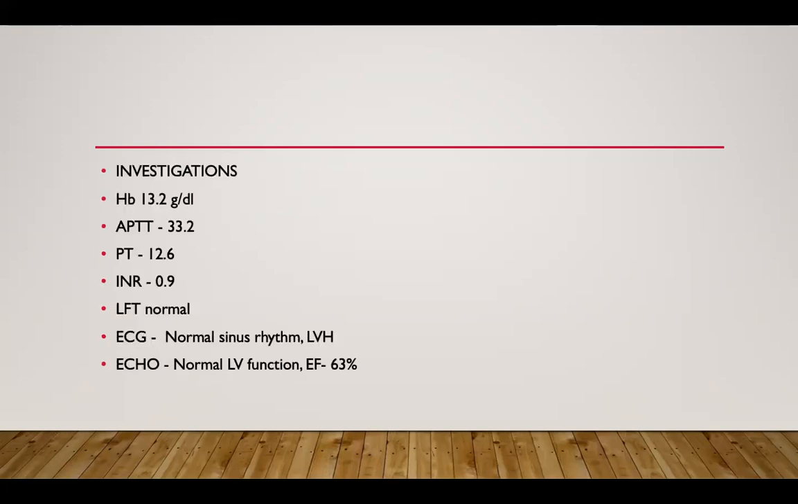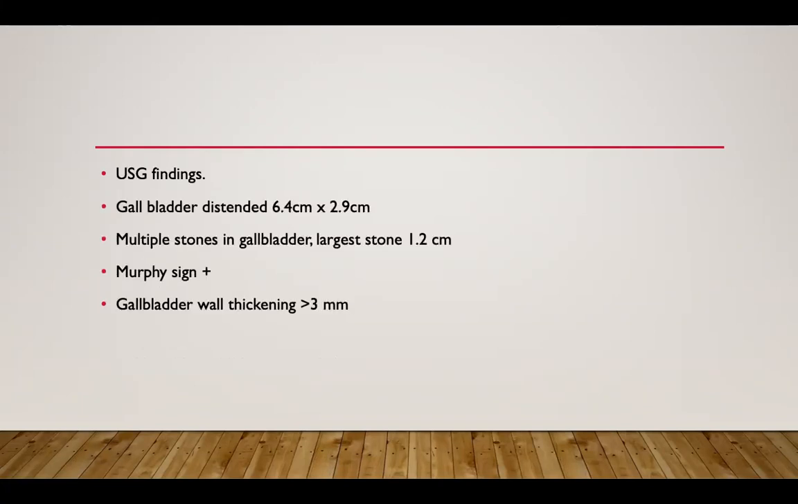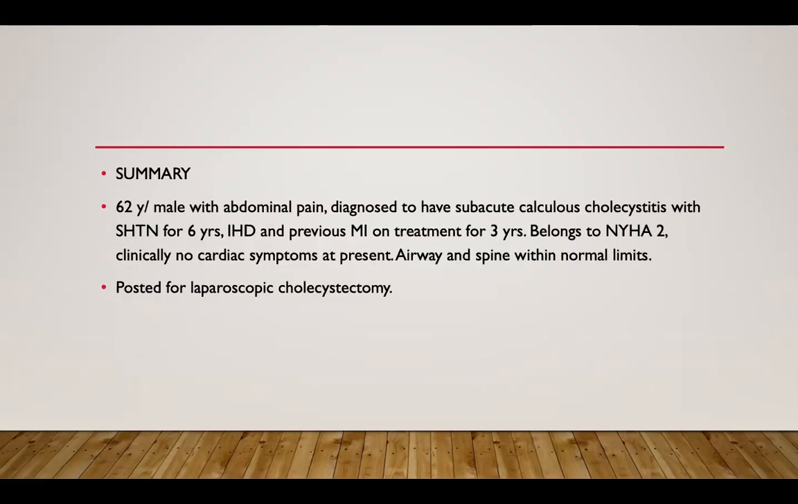On investigations, hemoglobin is 13.2, and all other investigations appear to be within normal limits. ECG shows normal sinus rhythm and LVH is present. Echo shows normal left ventricular function and an ejection fraction of 63%. Ultrasound findings show a distended gallbladder of about 6.4 centimeters by 2.9 centimeters. There are multiple stones in the gallbladder, the largest is 1.2 centimeters. Murphy's sign again is positive. Gallbladder wall thickening is more than 3 millimeters.